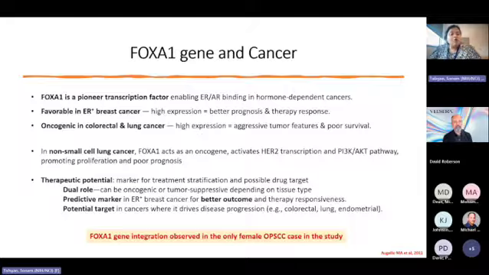It can be oncogenic or tumor suppressing depending on the tissue type, and it also acts as a predictive marker in estrogen receptor-positive breast cancer for better outcome and therapy response. Therefore, it can act as a potential target in cancer where it may drive disease progression. This gene integration was observed in the only female OPSCC case of the study.